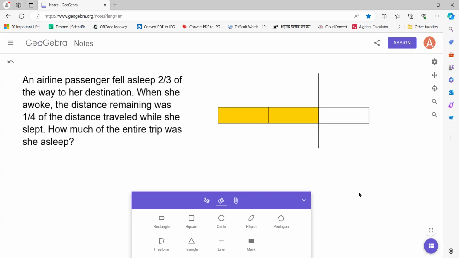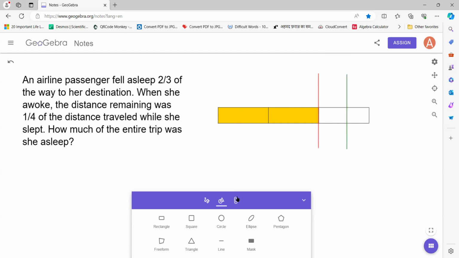You really want to understand this problem is more about your understanding of English and less about your understanding of fractions. Okay? So she was awake during the yellow stretch. She falls asleep at this line. And I'm going to change this line to a different color. I'm going to make it red. And then what happened? I'm going to make this green. She wakes up somewhere, let's just say somewhere around here.